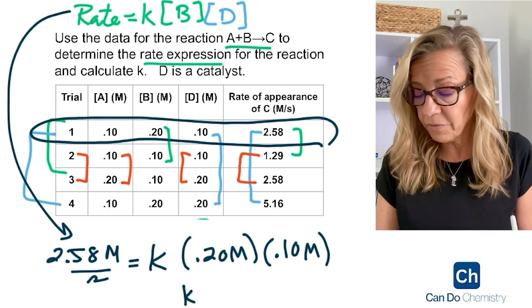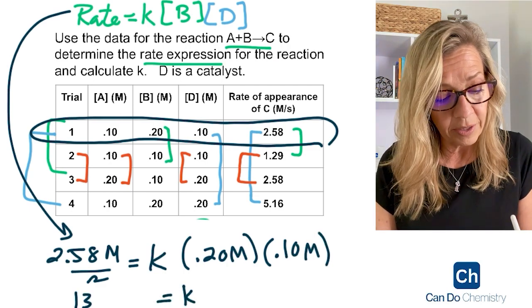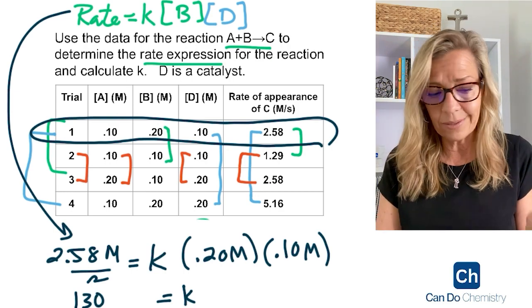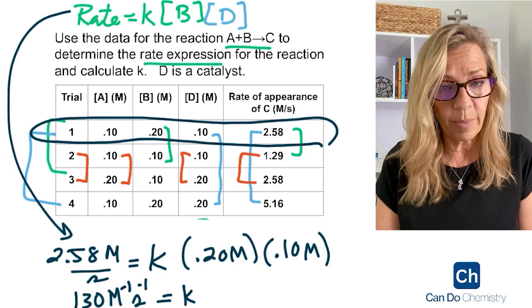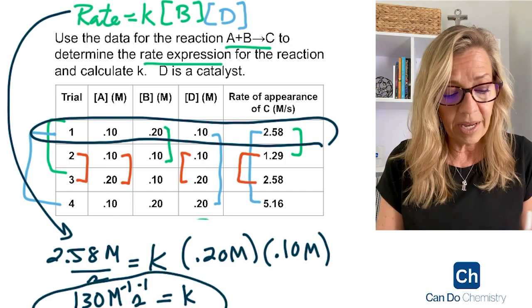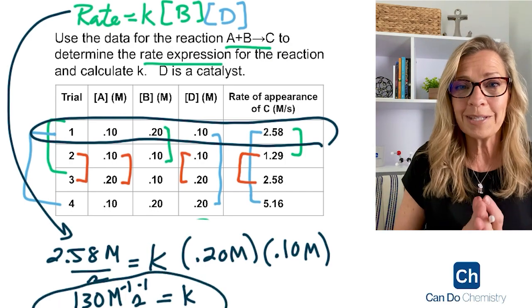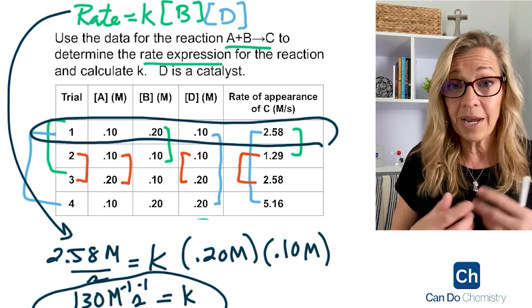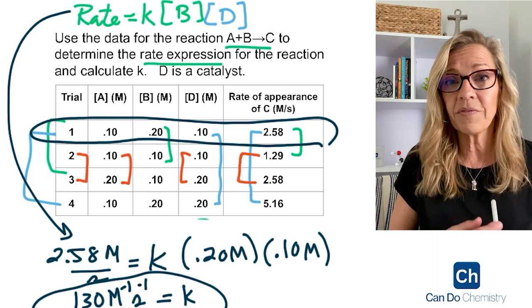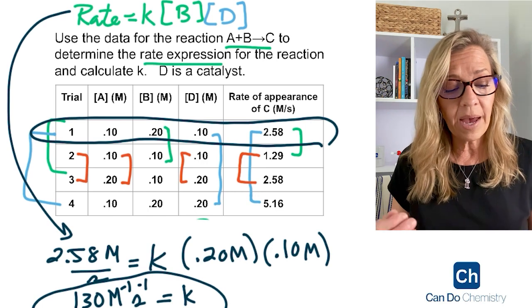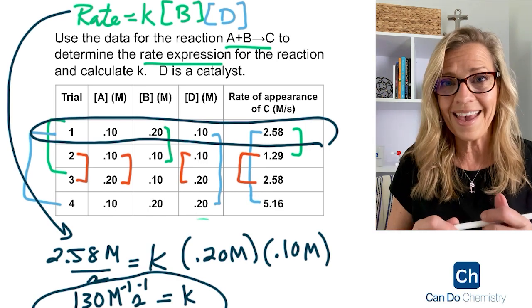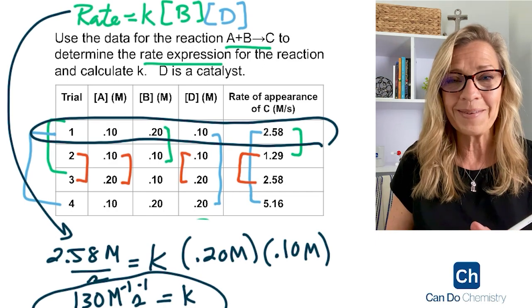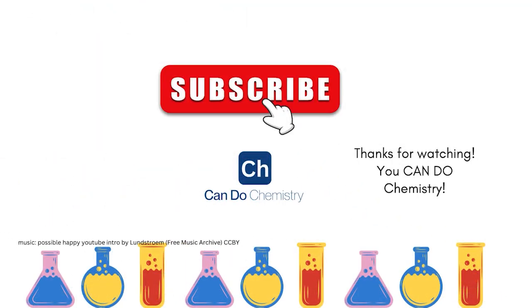When we solve for K, we get 130, and the units of this are kind of odd: molarity on the bottom and then seconds on the bottom. So that's our rate constant. So look what we did from real data. We derived the rate expression and we found the rate constant. Now, it wouldn't matter which trial you used. You can plug in that real data to get the K, and you should get the same value.